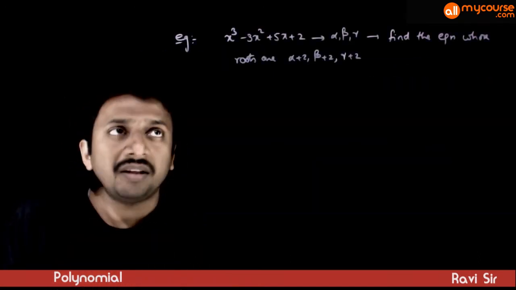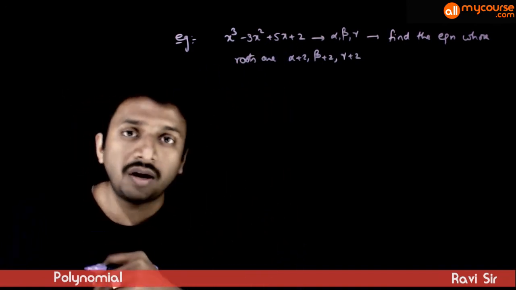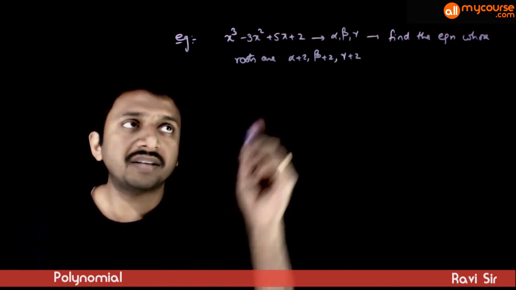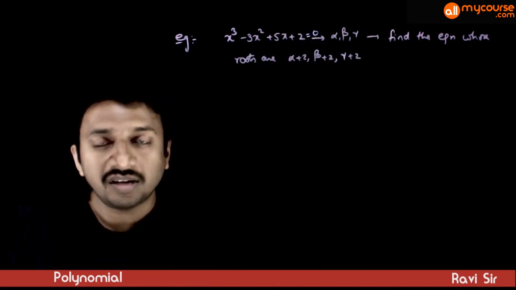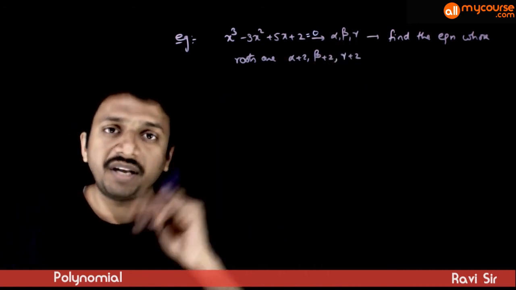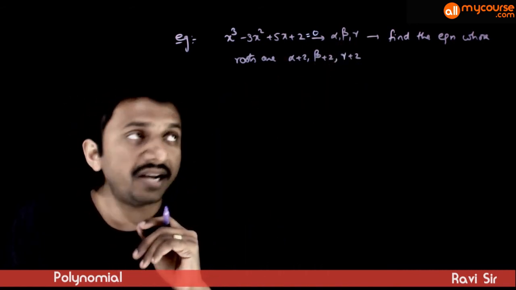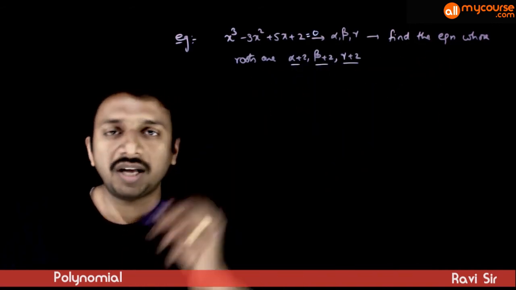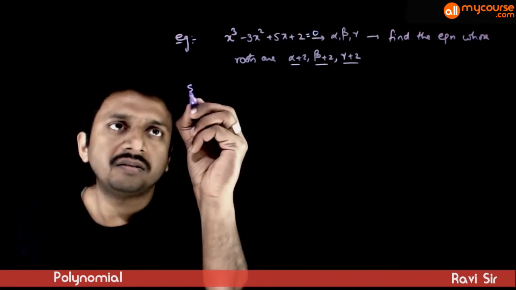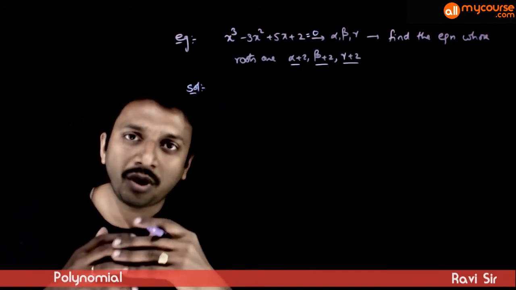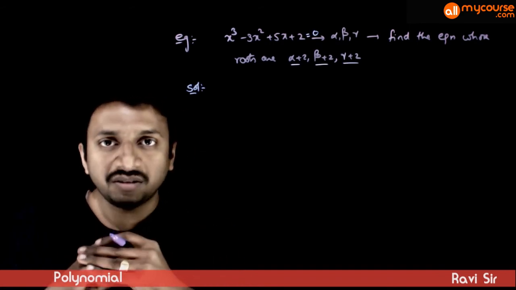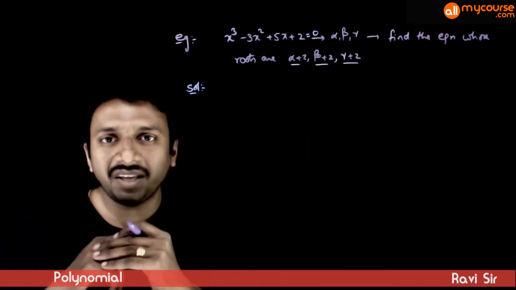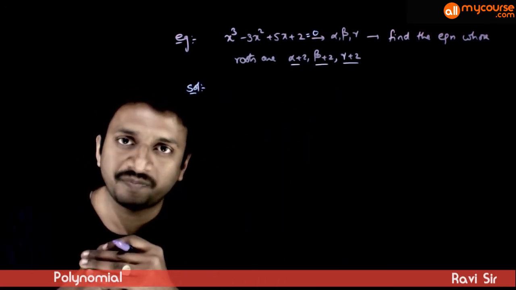As the first example, let us take the same question that we have already solved in the previous section. x cube minus 3x square plus 5x plus 2 is equal to 0 is the equation whose roots are alpha, beta, gamma. You're asked to find the equation whose roots are alpha plus 2, beta plus 2 and gamma plus 2. If you want the coefficients of the required equation, you just need to divide this equation by x plus 2 successively and find the remainders in each case.